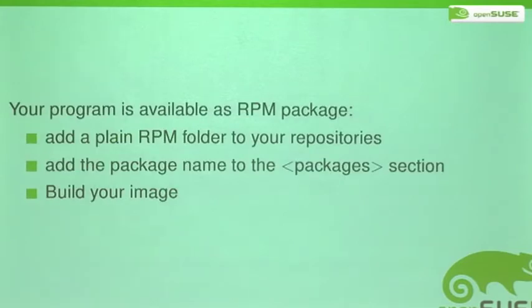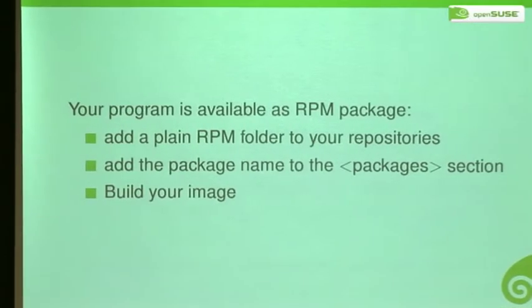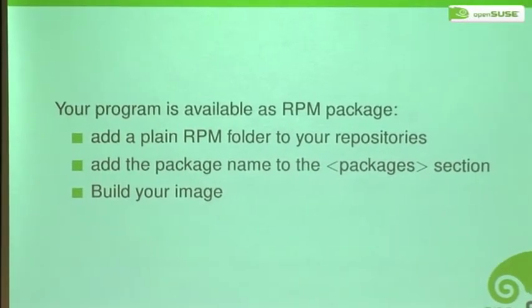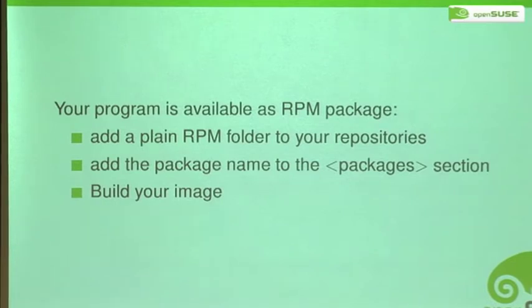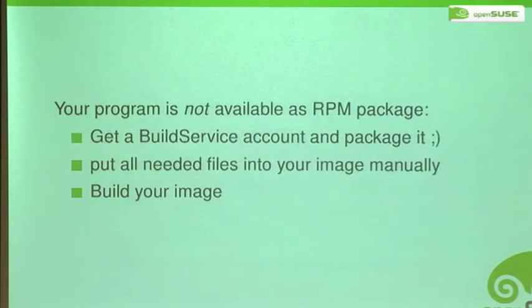The most convenient one is if you have an RPM package, then you just link your package, and the best way is, of course, to have this in a build service account. I have to say that because I'm on the build service team. Then you just register this particular build service repository as an additional installation source, require your package and build your image. Everything's fine. If you have no RPM, get a build service account and make one.